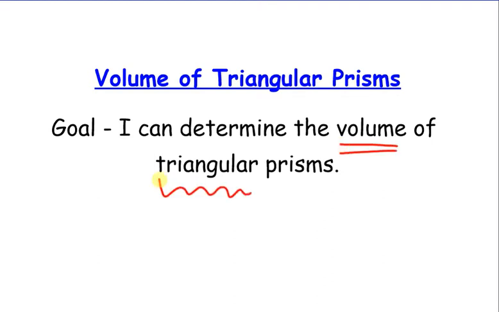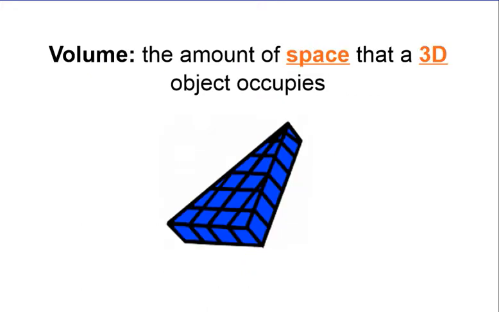Now remember that triangular prisms are going to have two triangle bases, and then, here, let me draw it, two triangle bases, and then the other shapes that make it up are going to be rectangles. Alright, so just to review, what is volume? Volume is the amount of space that a three-dimensional object takes up. So if I had a cup and I filled it with water, the amount of water that I could fit in the cup is going to be the volume.